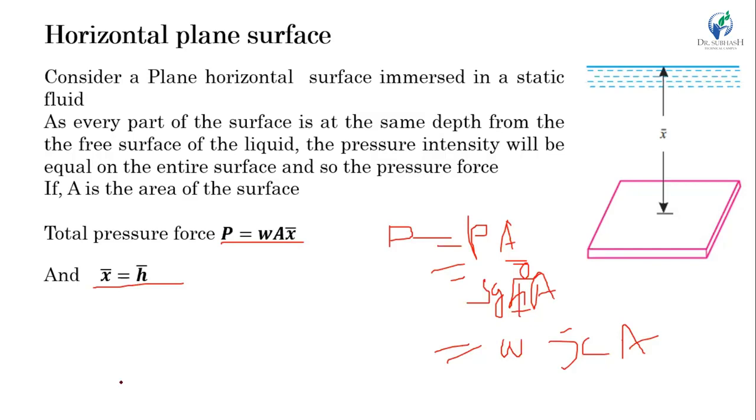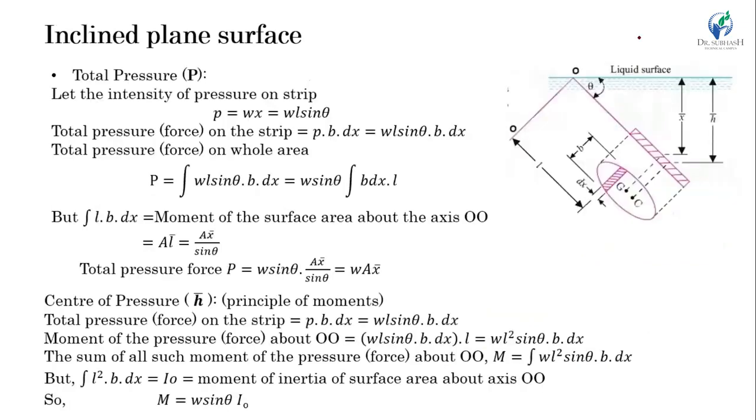Let's move on to another plane surface, which is the inclined plane surface. Then we will derive the equation of total pressure and center of pressure for the inclined plane surface. So let's first take the pen. Inclined plane surface. Here you can see the arbitrary shape of an inclined plane surface, which makes an angle theta with the free surface of liquid.